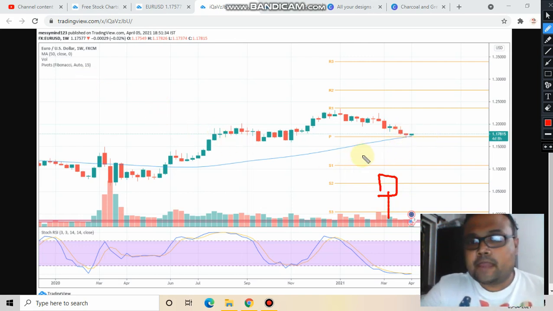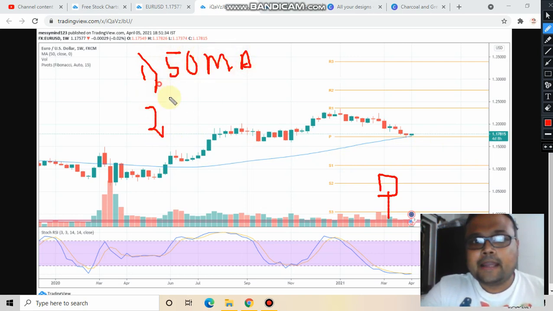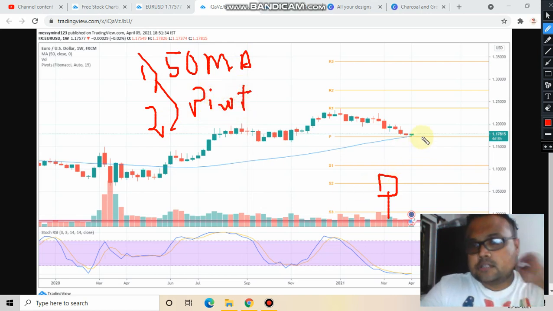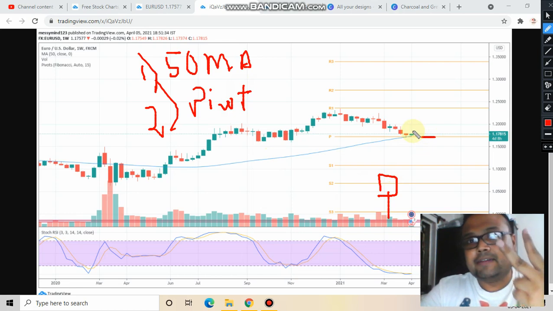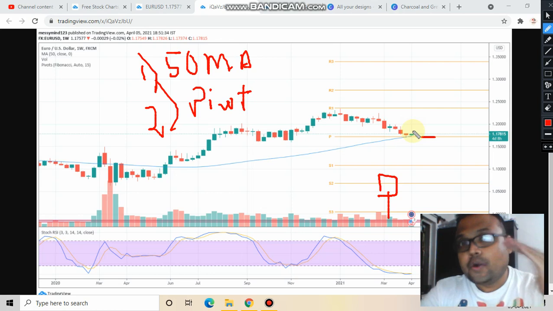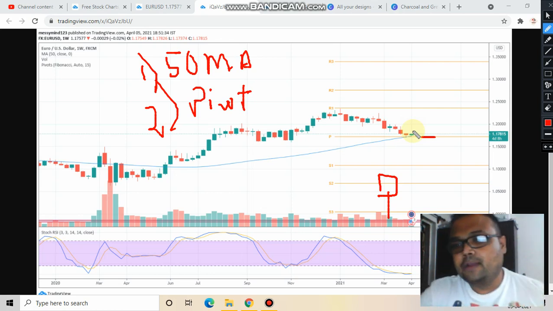And apart from the 50 moving average, the market also has support from the pivot. Just look at this line. Okay, so the market has got double support at this level. Therefore this level or this support is very crucial for the market. If you go against this support, there's a high probability that you will be losing money.